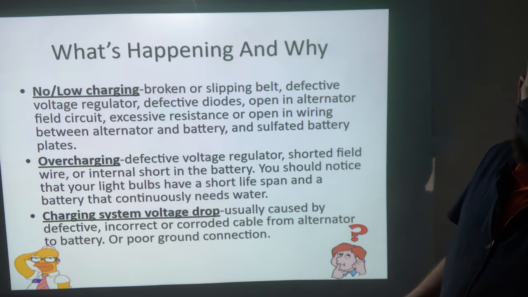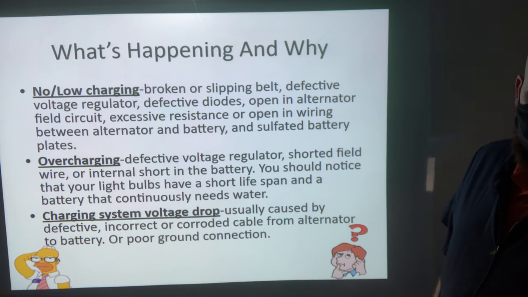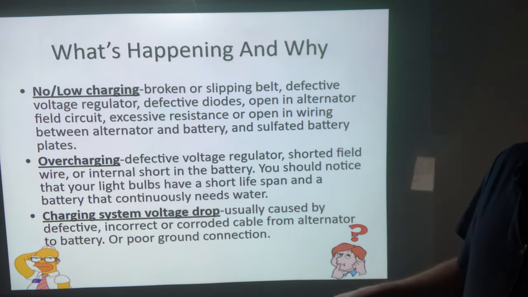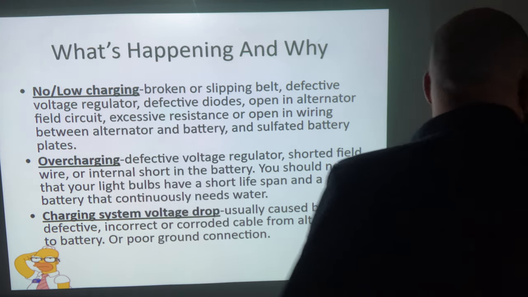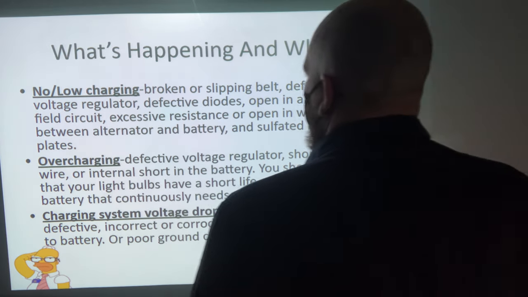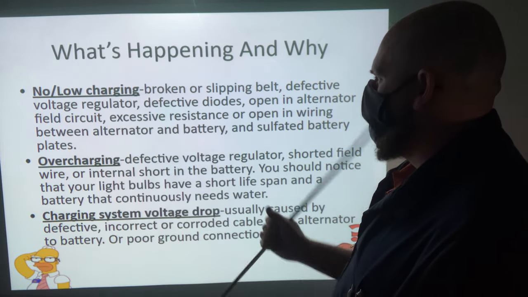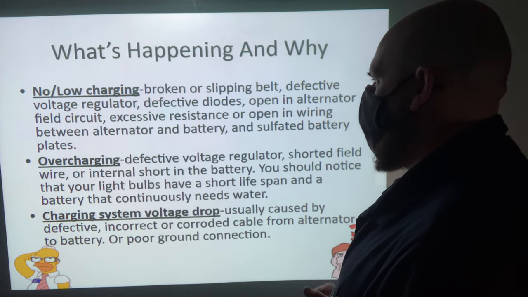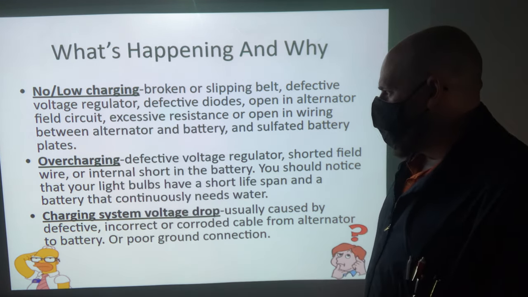What's happening and why? Let's say you have no or low charging. A broken or slipping belt that drives the alternator could cause it, right? The belt's slipping or it's broken and the alternator's not turning, so it's not going to charge the vehicle. Makes sense? Other causes: defective voltage regulator, defective diodes, an open in the alternator field circuit, excessive resistance or an open in the wiring between the alternator and the battery, or maybe sulfated battery plates.